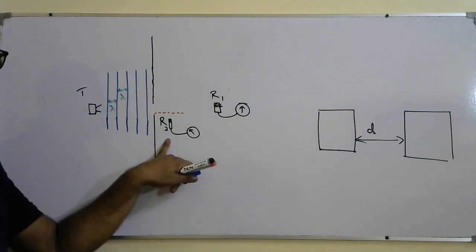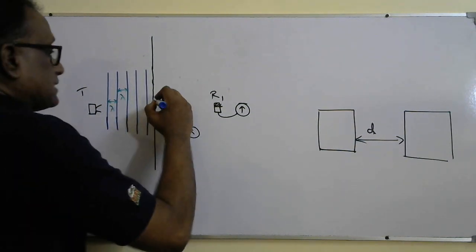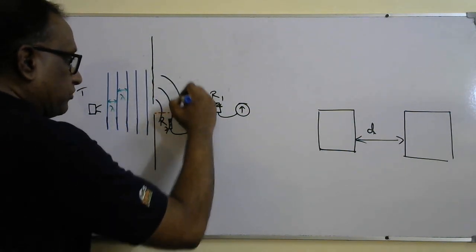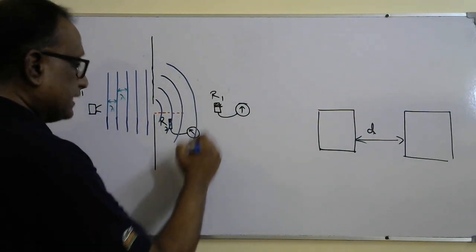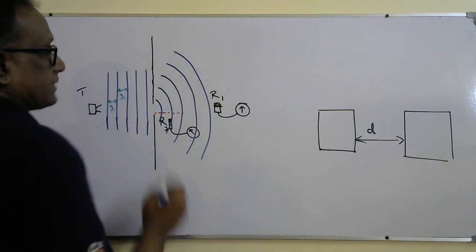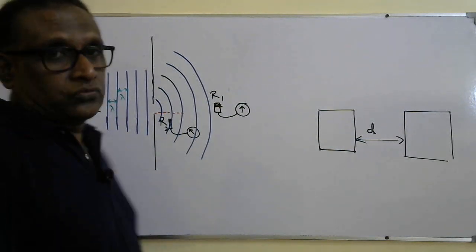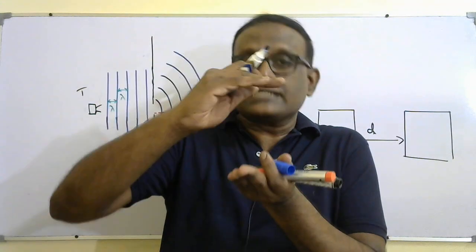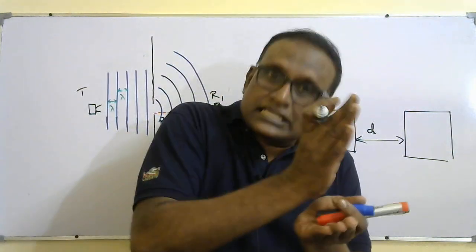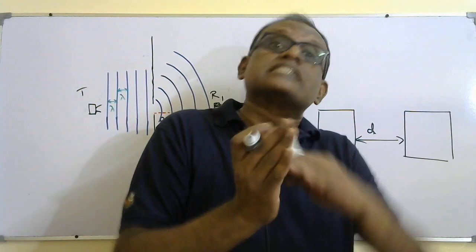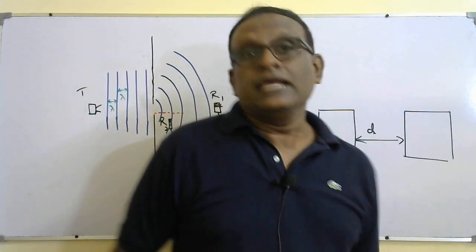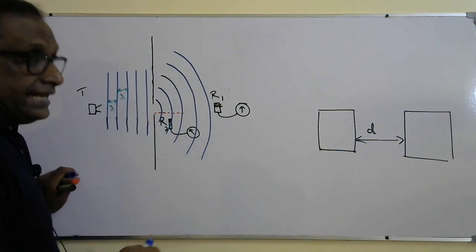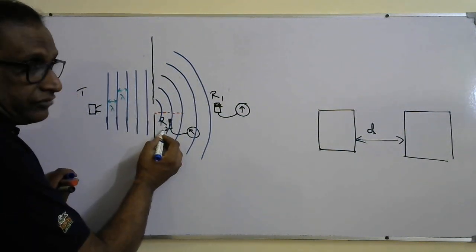So what happened to the R2 reading? R2 reading is increasing because it's getting the diffracted waves compared to earlier. So R2 is increasing, R1 is decreasing. The reason for the decrease in R1: the amount of energy passing through the slit is decreasing when we reduce the slit size, and that decreased amount of energy which is passing through the slit is going to spread out, so the intensity is decreasing. That's the reason R1 reading is decreasing. R2 reading is increasing because it's receiving now the diffracted wave.